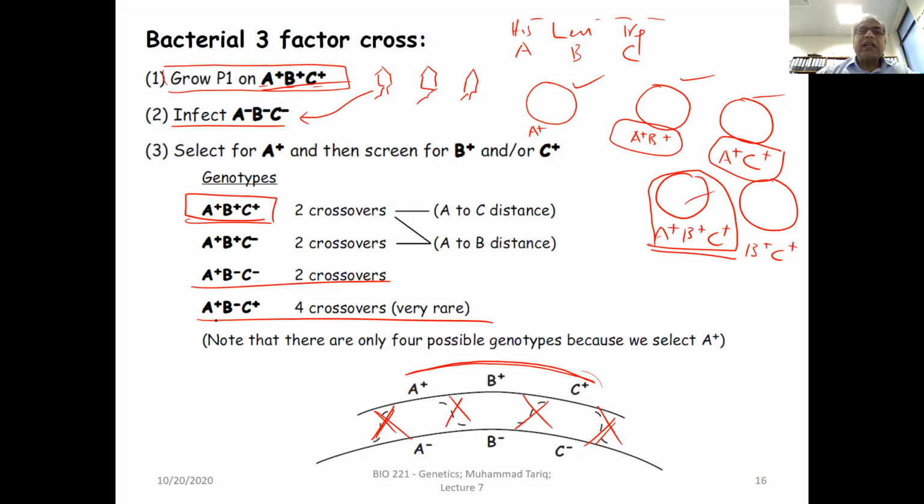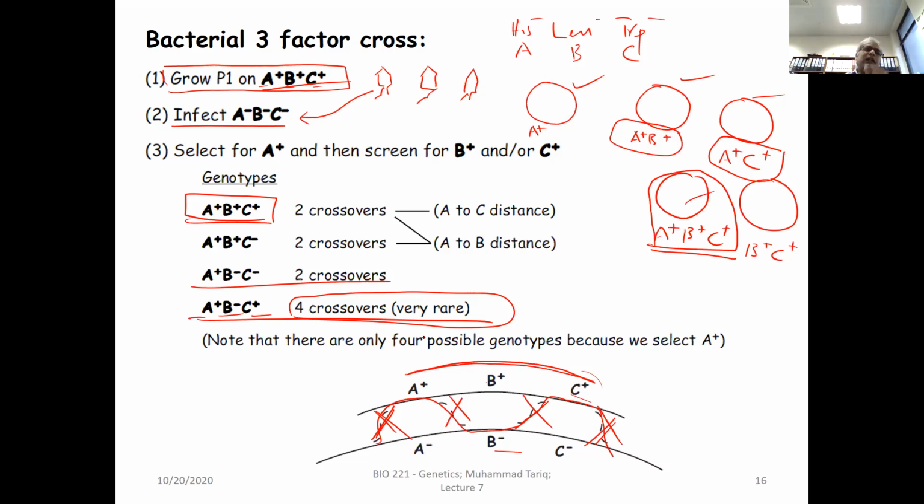We can also get A minus B minus C plus. These are rare. And this can be like what we saw, the double crossover kind of thing, going like this, this, and this. In this case, A plus, B minus, and C plus. This is extremely rare, they suggest. So this is like 3-point test cross in bacteria.